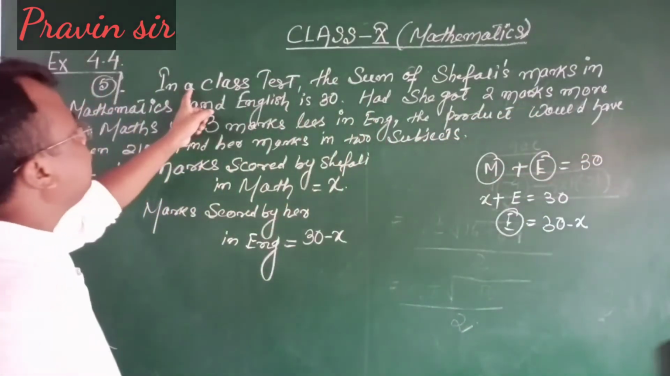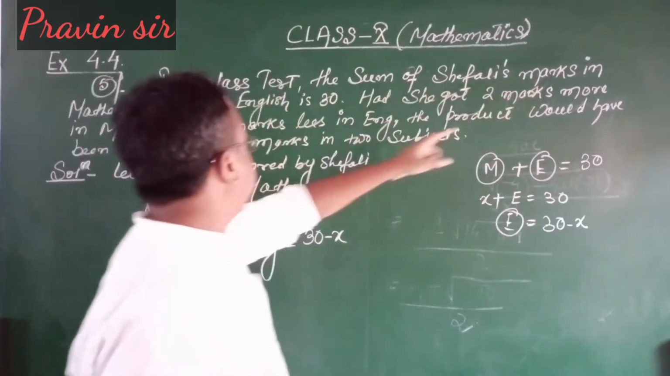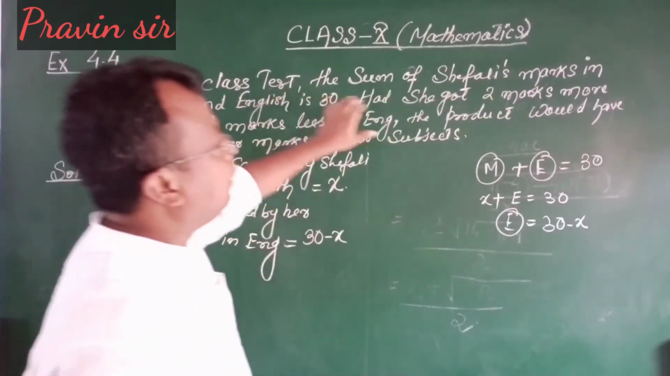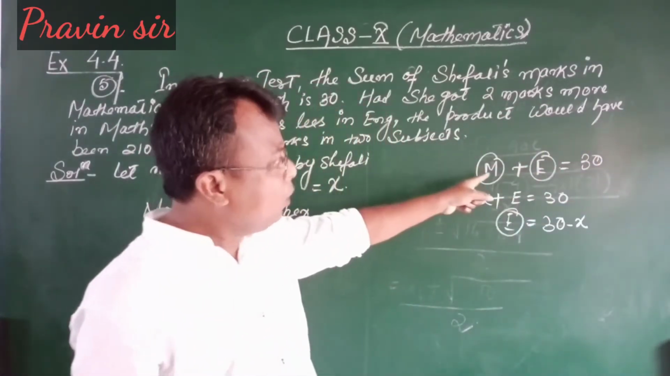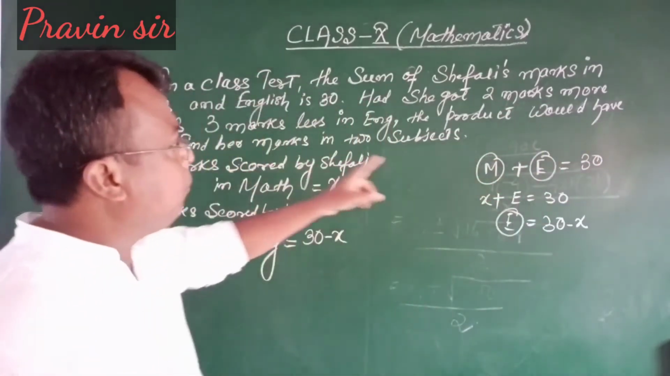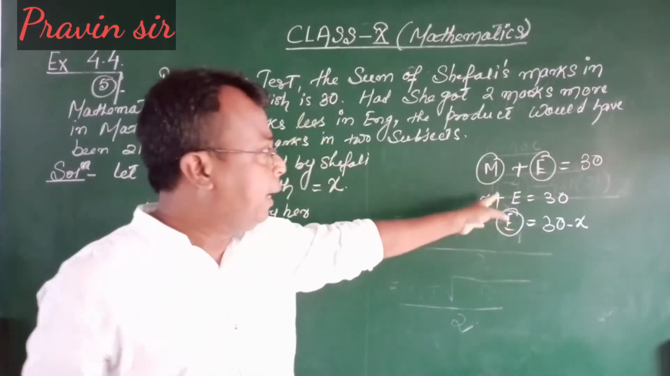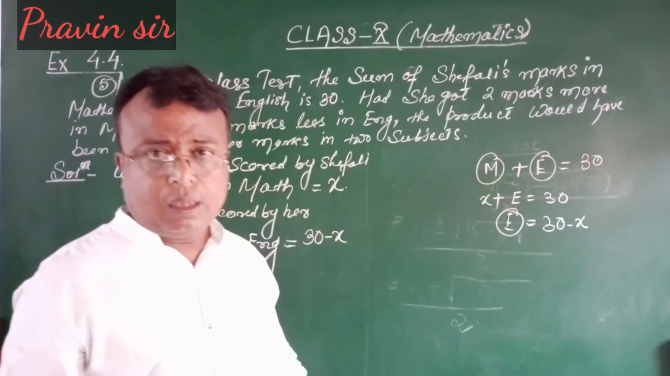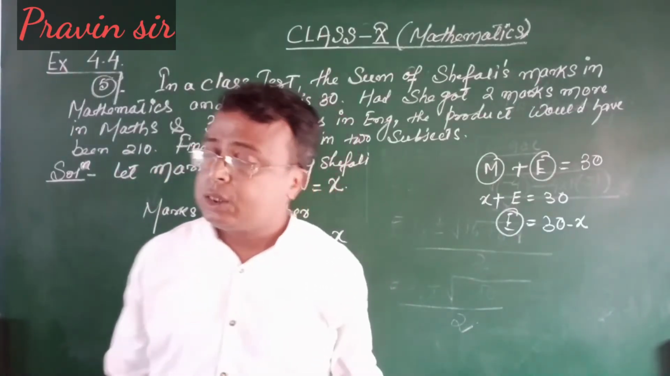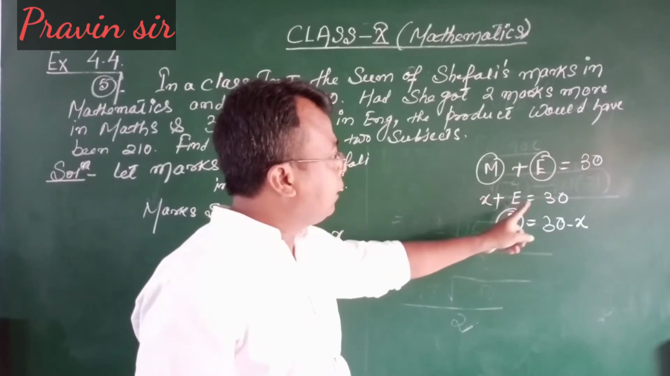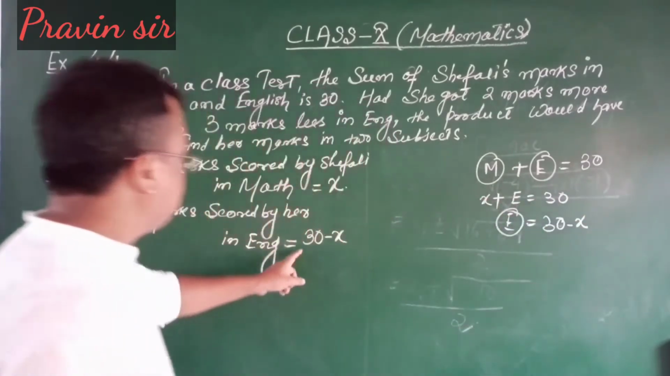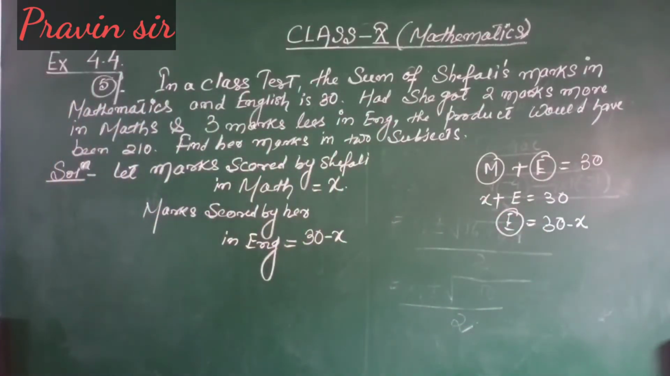It is given. The sum of Cephali's marks in mathematics and English is 30. So mathematics plus English is equal to 30. Suppose in maths she scored X marks. In English we don't know the marks scored. So English is equal to 30 minus X. So marks scored in English is 30 minus X. Correct? Now we will see that one.